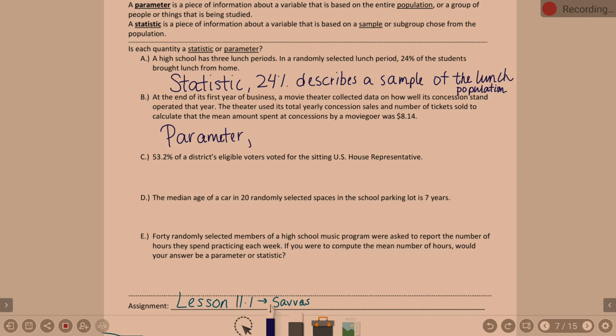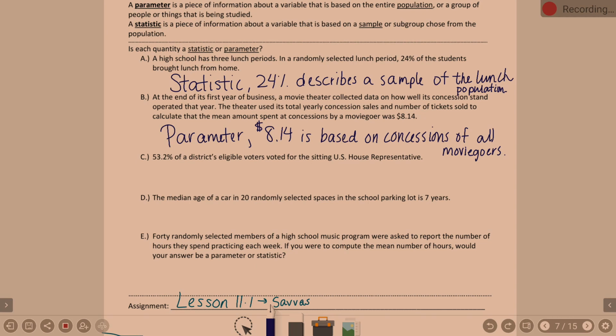So we talk about parameter. What do I have written down? The $8.14 is based on concessions of all moviegoers. Again, write down a description or don't, but it's a parameter.